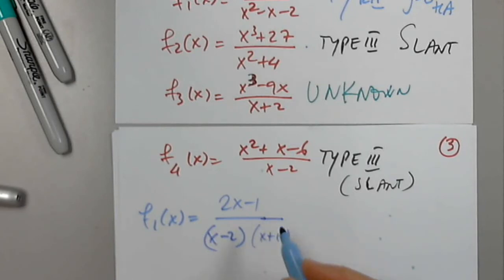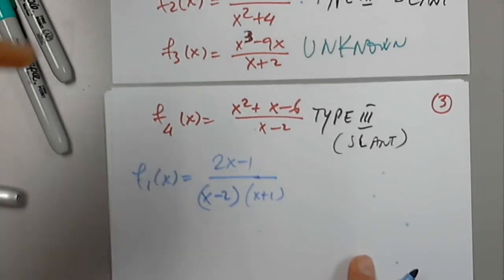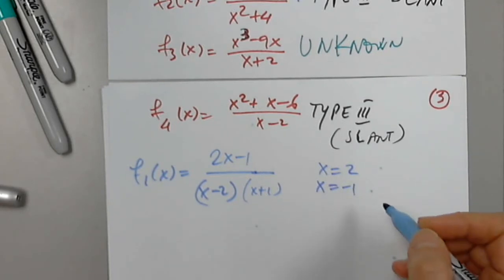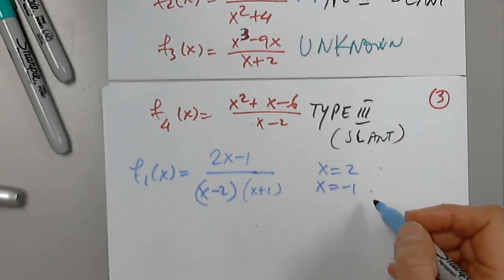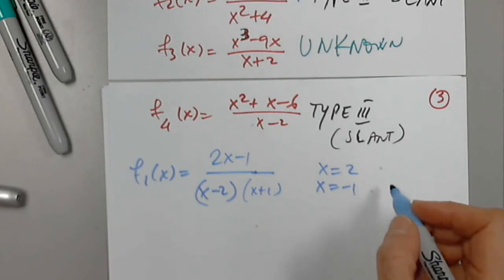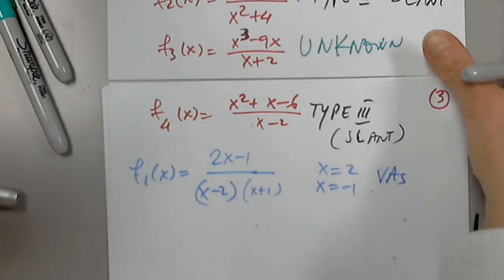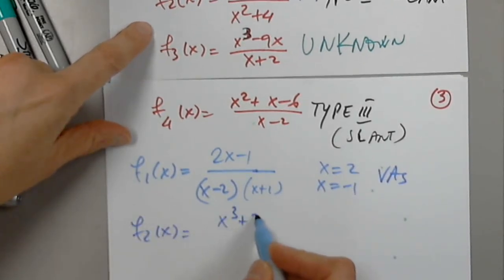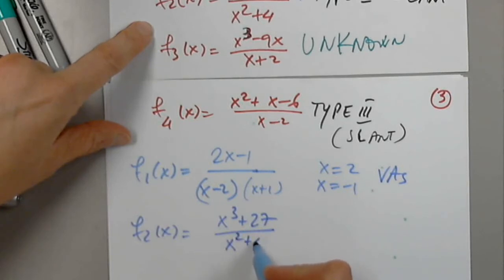Very good. Do any of these factors in the denominator go away with an identical factor from the top? No. So then what will you conclude about this function for sure? x equals 2 and x equals -1, they are not holes in the graph. Very good. Indeed. Awesome. Second function, f2: x cubed plus 27 over x squared plus 4.